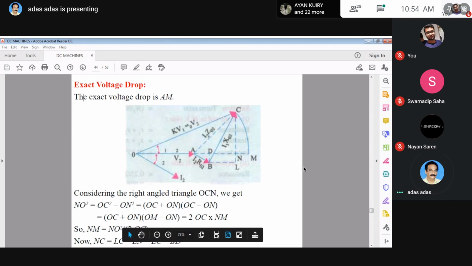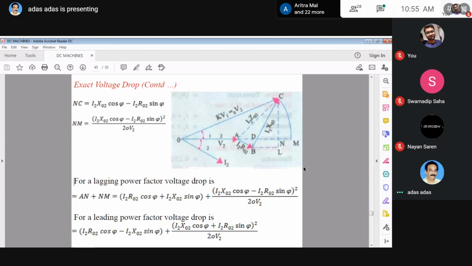Just study or scan this. Ultimately, we get NM equal to NO square by 2OC. That is, NC equal to OC minus AN, equal to OC minus BD. This page is vital. This is the NC. NM is equal to these portions from trigonometric relations. I think you know this. There are some approximations, but they are very, very negligibly small. However, we can write this expression for NM equal to this.